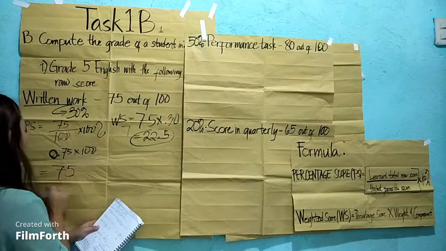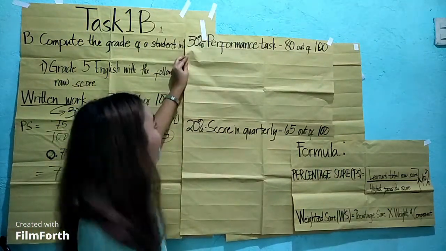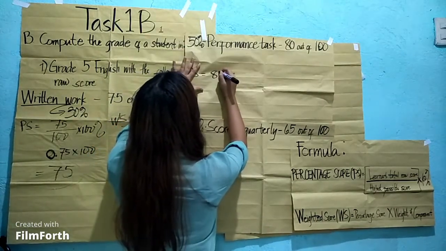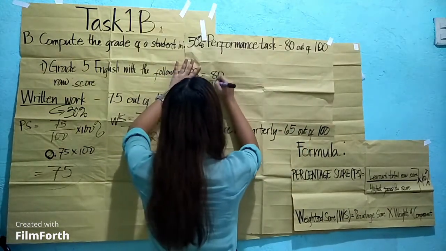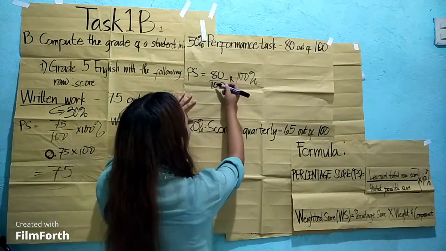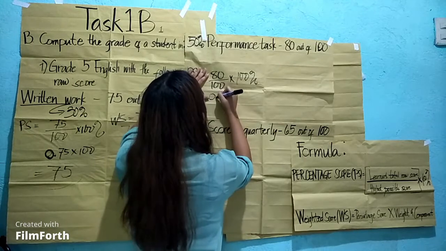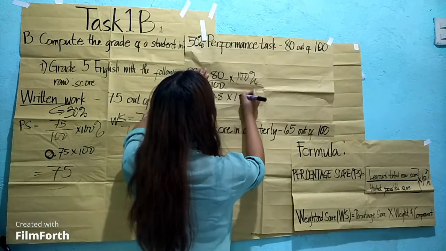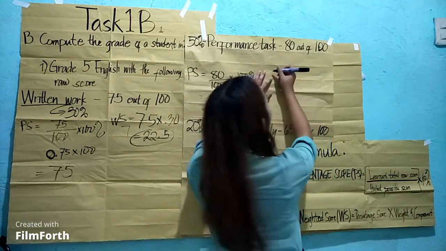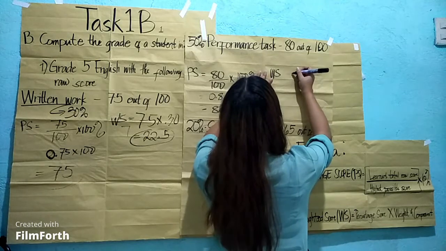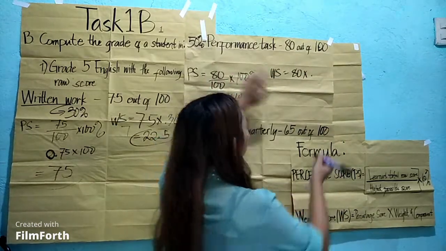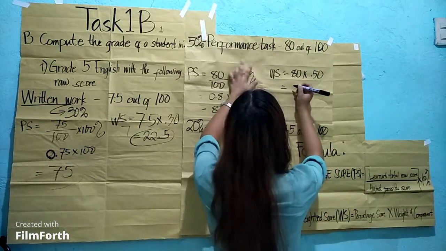So we're going to proceed to performance test, which is 50%. The score is 80 out of 100 times 100%. So 80 divided by 100 is equal to 0.8, times 100 is equal to 80. And for the weighted score, 80 times 50% equals 40.